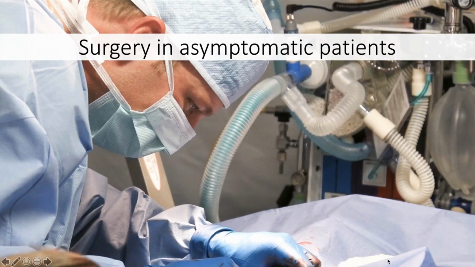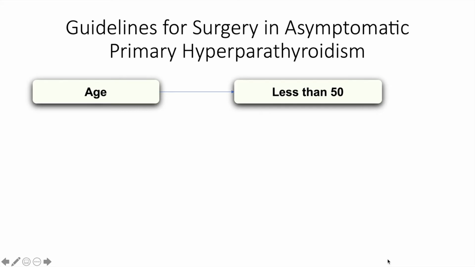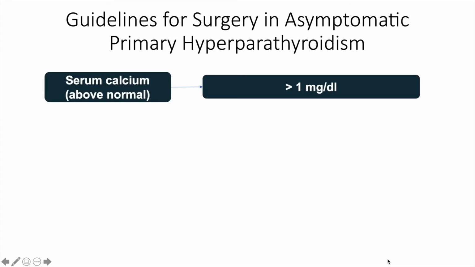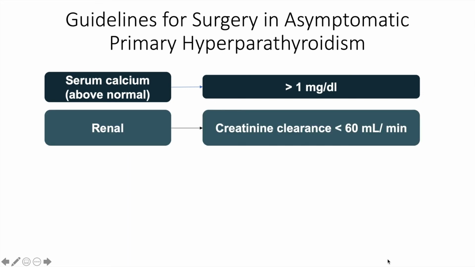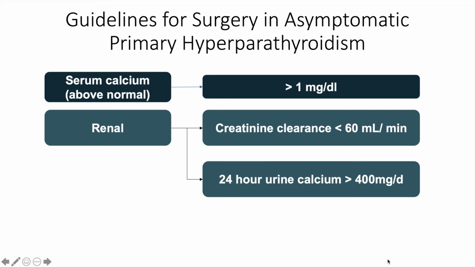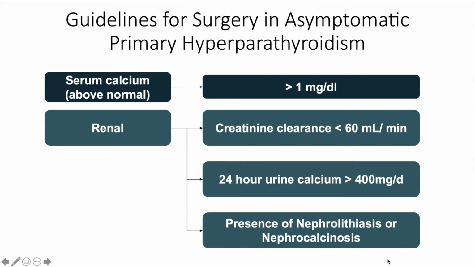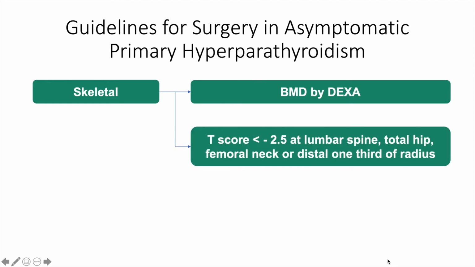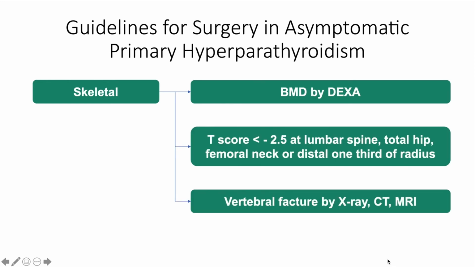Surgery in asymptomatic patients may be considered if the patient is less than 50 years of age or has a serum calcium of more than 1 mg per deciliter above normal. If the patient has a creatinine clearance of less than 60, a 24-hour urinary calcium of more than 400 mg per day, or the presence of nephrolithiasis or nephrocalcinosis, surgery may be considered. Also, if the patient has a T-score of less than -2.5 at any of these sites, or a vertebral fracture by X-ray, CT or MRI, surgery may be considered.